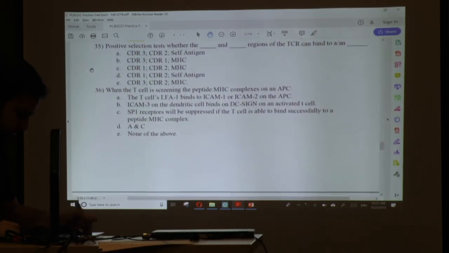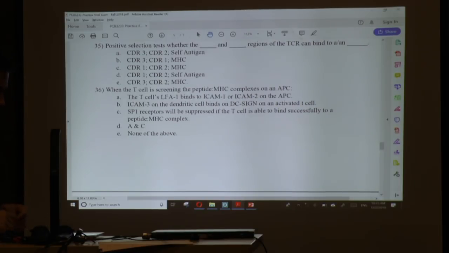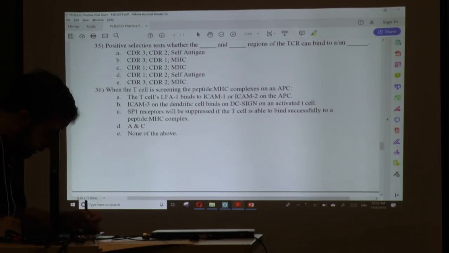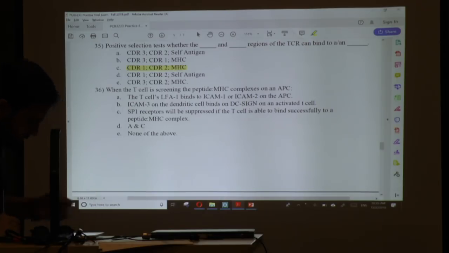All right. So positive selection tests whether, and again, which CDRs recognize the MHC? 1 and 2, right? So positive selection tests whether the CDR1 and CDR2 regions of the TCR can bind to an MHC. So the correct one is 1, 2, MHC. Make sense? And then in negative selection, you're testing which CDR.